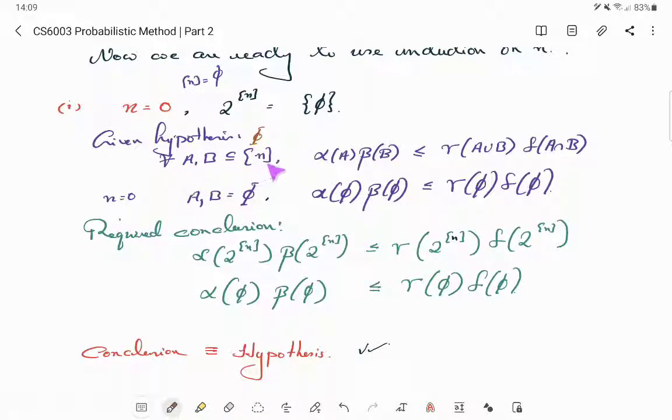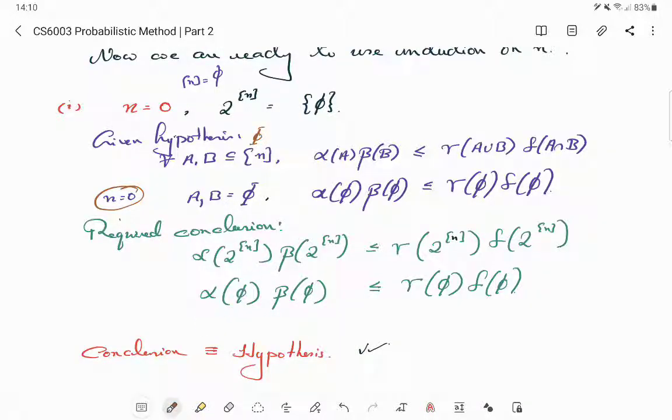So this hypothesis, when n is equal to 0, only applies to both A and B being phi. Okay, and then A is phi, B is phi, A union B is phi union phi, which is phi, A intersection B is phi intersection phi, which is phi. So what is given amounts to this: alpha of empty set times beta of empty set is upper bounded by gamma of empty set times delta of empty set. Okay. Now, what is the required conclusion?